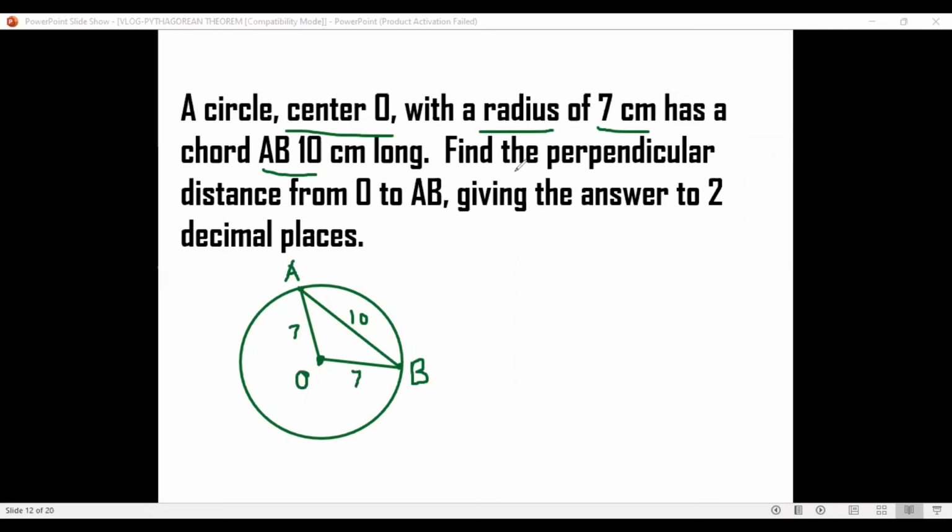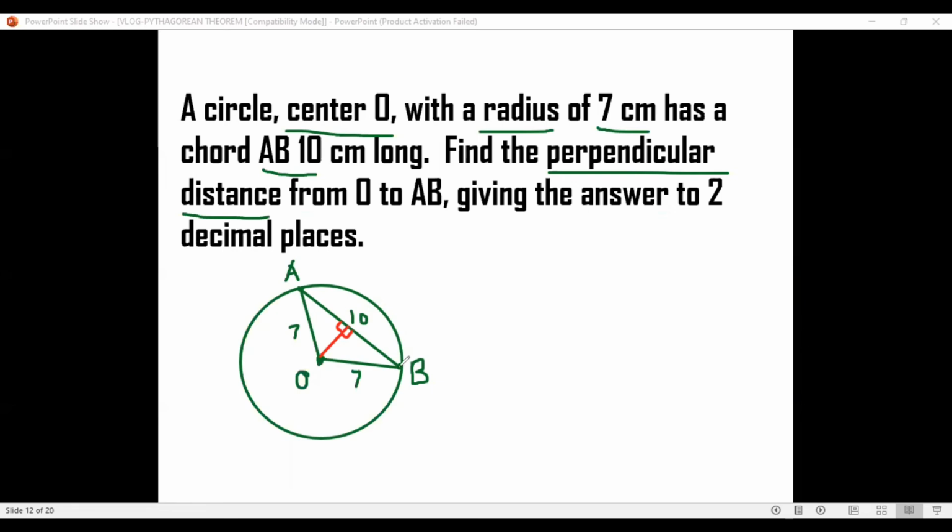Now the question is, find the perpendicular distance from O to AB. So the one that we are actually looking for is this line. It is the line which is the perpendicular distance. When we say perpendicular lines, they should be forming right angles. So we have here now the right angle. But remember, the chord is equivalent to 10.